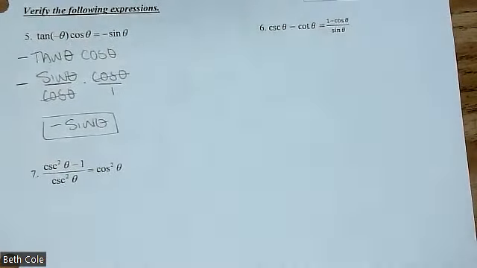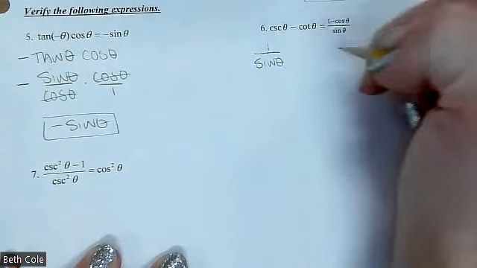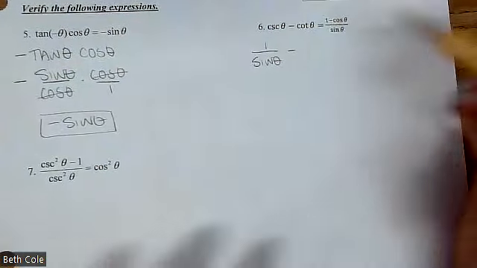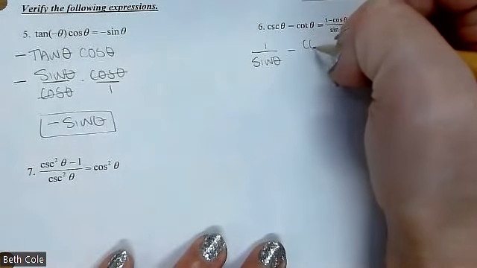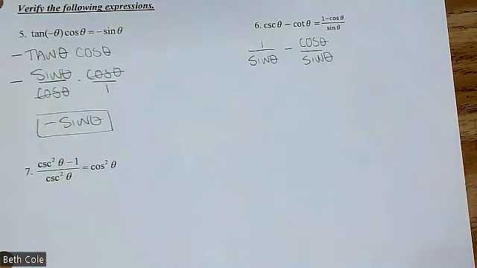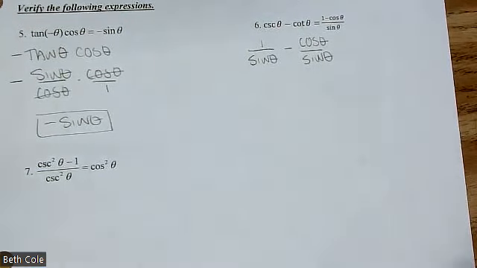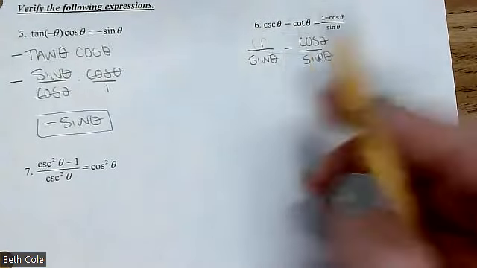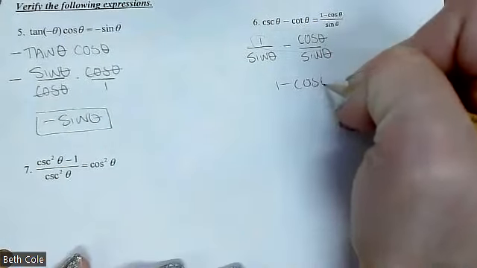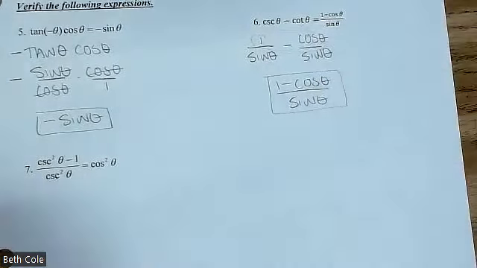So what can you replace cosecant with? All right, that's 1 over sine, minus, and then you can replace cotangent with cosine over sine. And this one basically just falls into your lap because what's the common denominator? Yeah, it already has the common denominator. You're just going to put this all together and it's 1 minus cosine over sine, which, oh my goodness, is the answer.